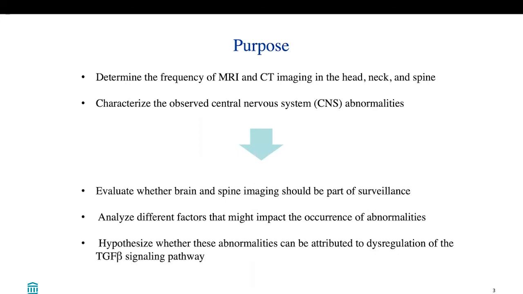Once we have the answers to these questions and other similar ones, we can then dive deeper to evaluate whether baseline brain and spine imaging should be part of care or only on a symptomatic basis as it is now. We also hope to eventually analyze different factors that might impact the occurrence of observed abnormalities. This includes SMAD4 variant, demographic features, medical factors, and many other variables as well. Lastly, we hope to learn whether or not these abnormalities can be attributed to dysregulation of the TGF-beta signaling pathway that is associated with SMAD4.